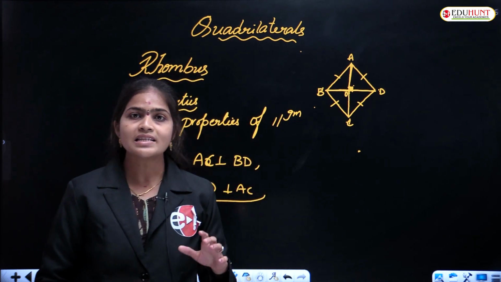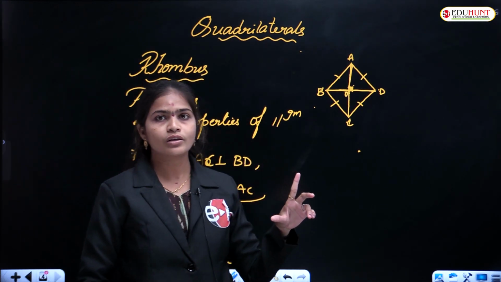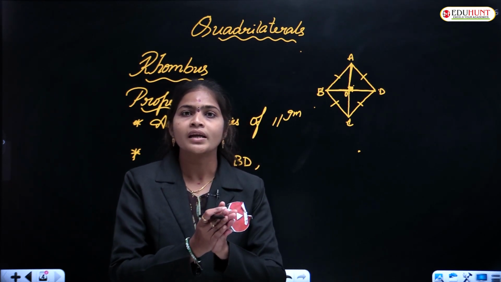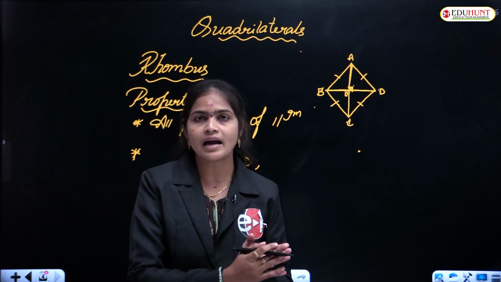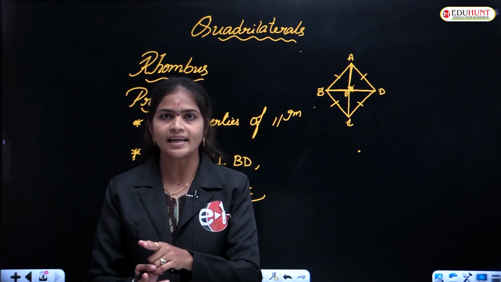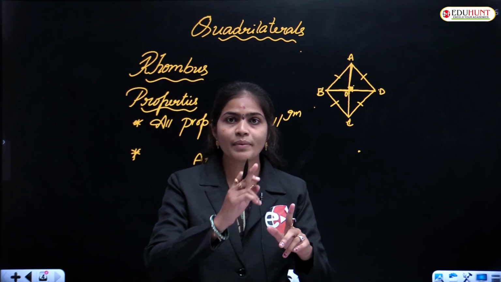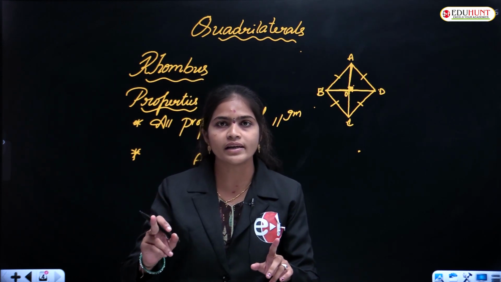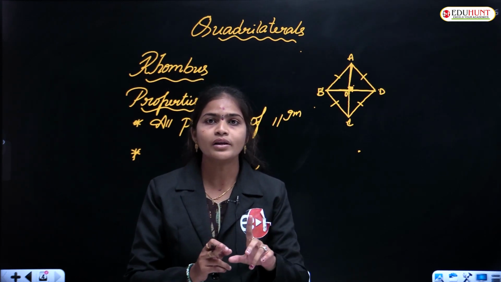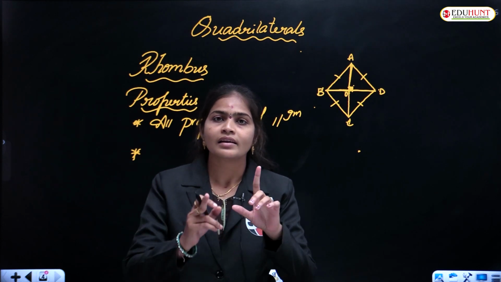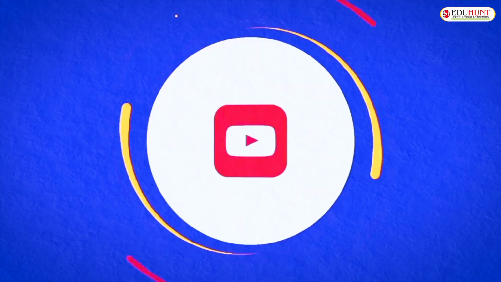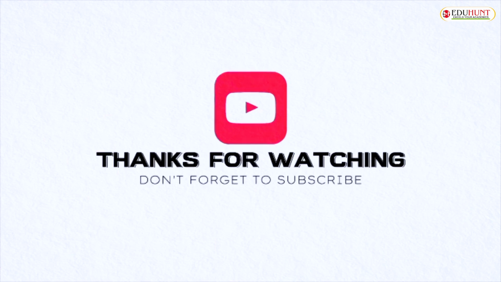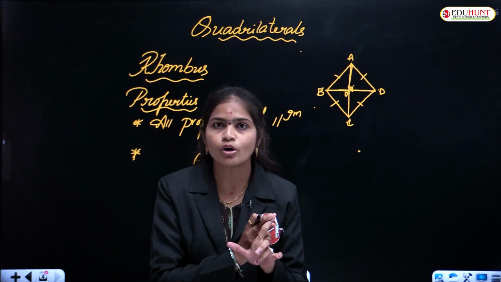Once again, we know the definition of a parallelogram. In a parallelogram, if each angle is equal to 90 degrees, then it is called a rectangle. And in a parallelogram, if at least one pair of adjacent sides are equal, then it is called a rhombus. Now here in a parallelogram, what will we call that?